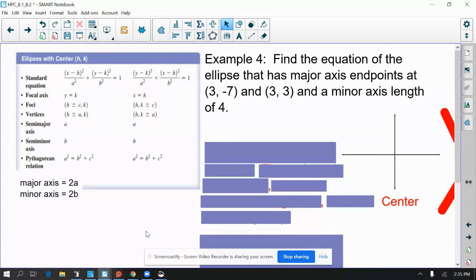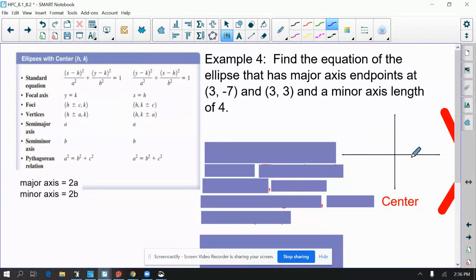Example 4, last one for today. Find the equation of the ellipse that has major axis endpoints, in other words vertices, at these two, and a minor axis length of 4. All right, now what does that mean? Do I have one facing horizontally or vertically? Well, let me just sketch these out because I'm not entirely sure. I don't have to be super accurate. I just have to have an idea.